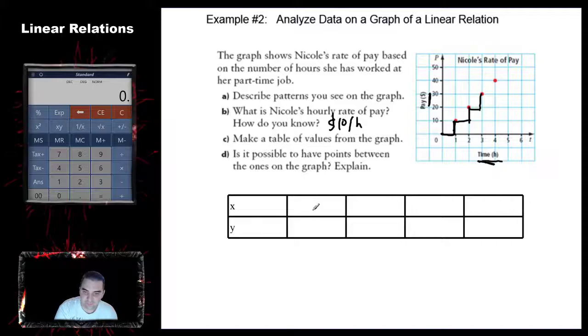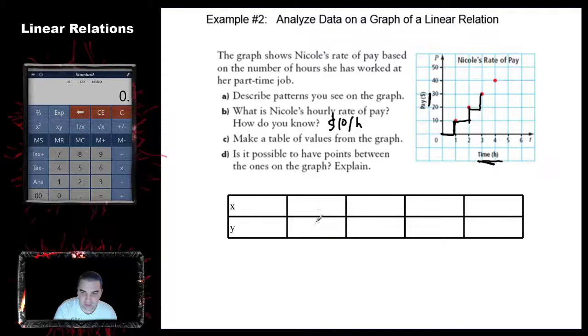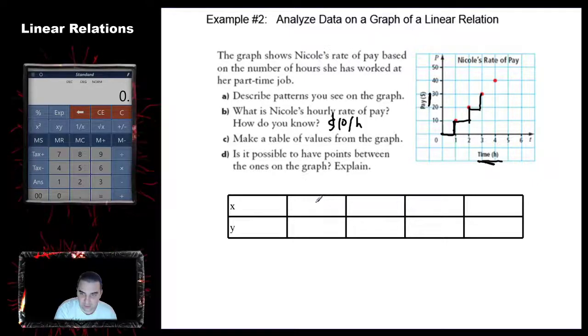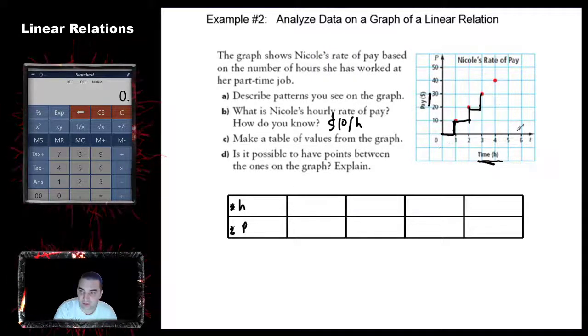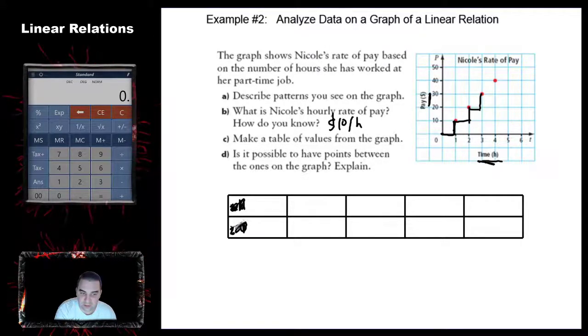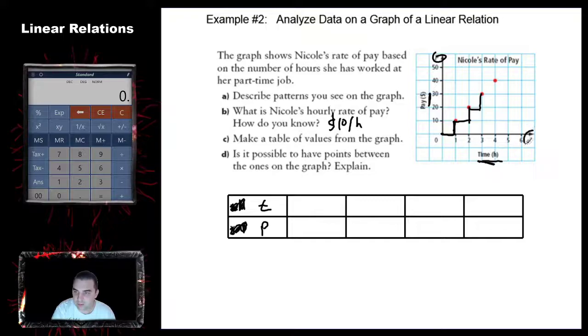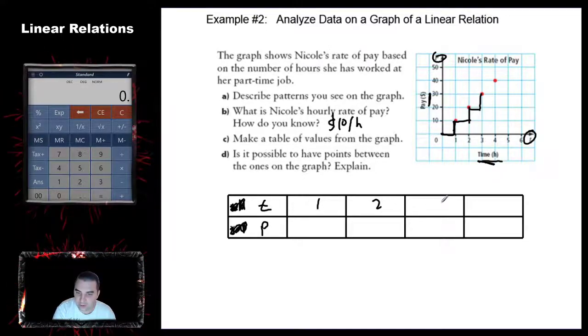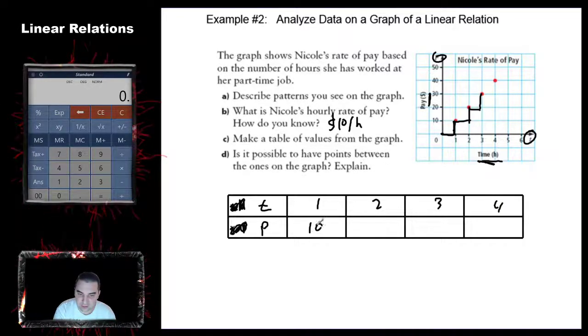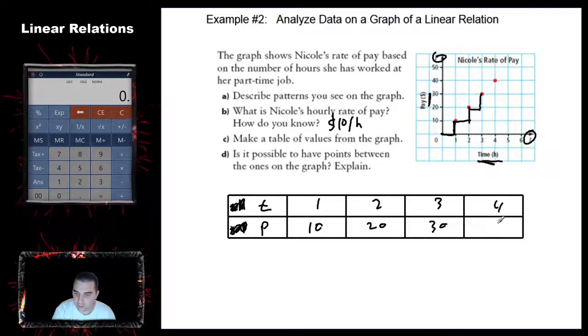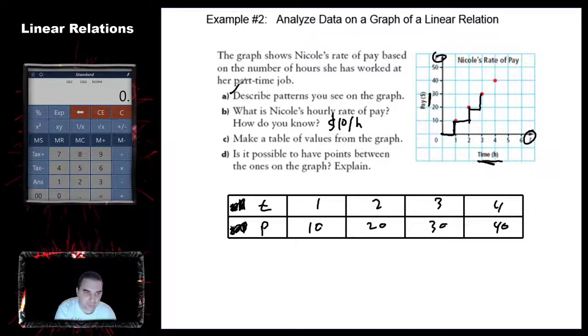Table of values from the graph. Okay, fine. I could write 0, 0, but that's not a very good example here. But I could write, instead of X, I'll have H. Instead of Y, I'll have P. Wait, it's not X. It's not H. It's actually T for time and P for pay. That's what they wrote. P and T. All right, so for 1 time, 2 time, 3 time, and 4 time. And those are in hours. And her pay is 10, 20, 30, and 40. Okay, so we've done this, this, and this.